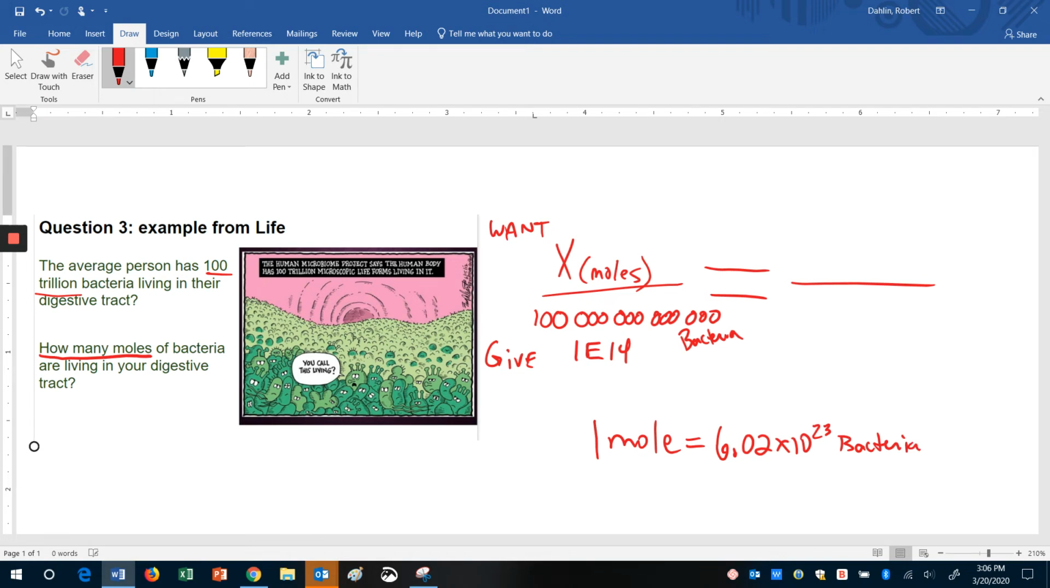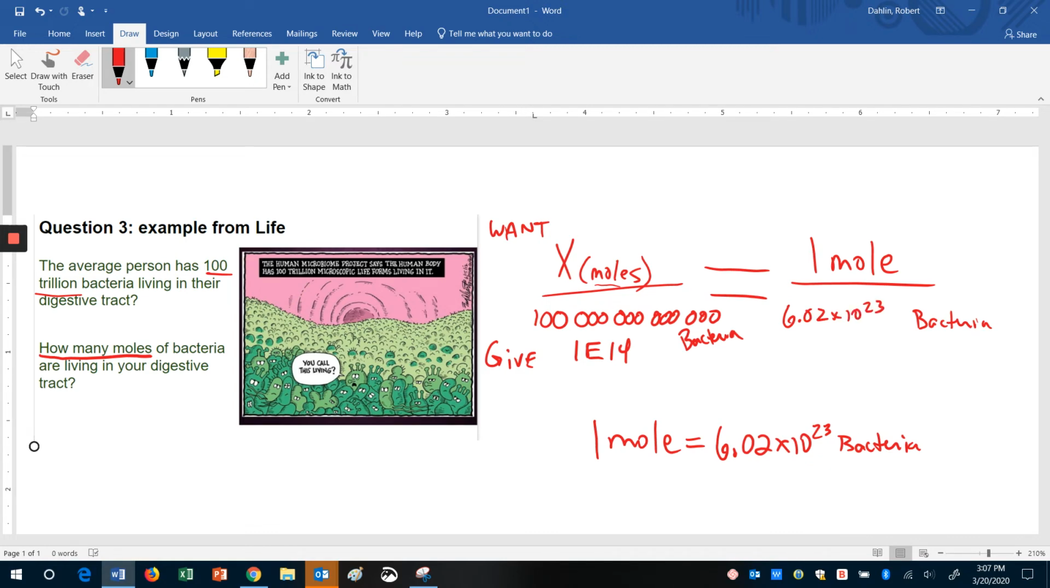Well, where are we going to use those numbers? Exactly. Those go on the other side of our equal sign. We want moles on top because we have moles on top here. So it's going to be 1 mole on top. And then bacteria has to be on the bottom. Well, what number goes with that? Our 6.02 times 10 to the 23rd.